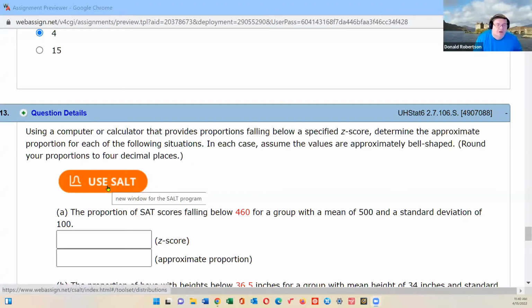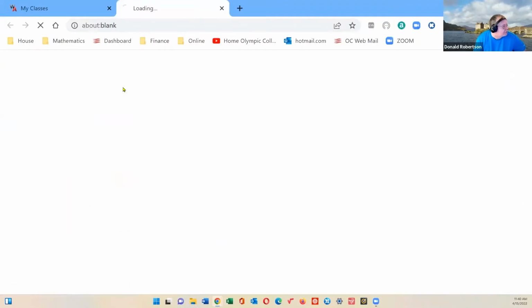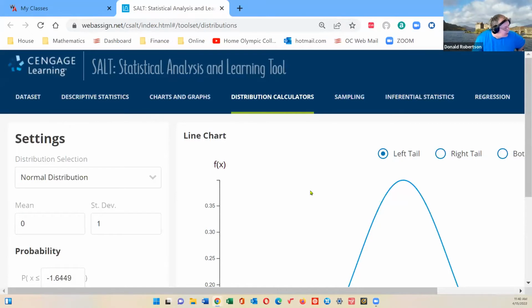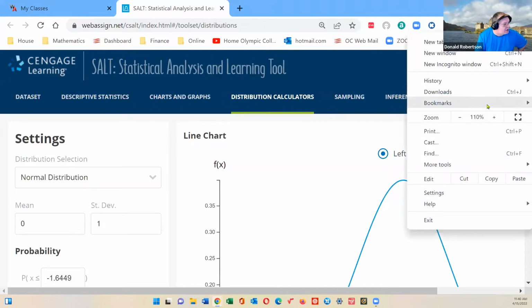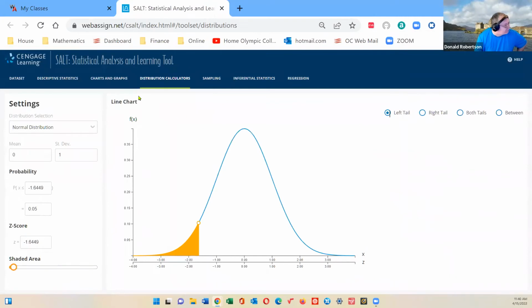So zooming over to SALT, I'm going to show you how we do it. There's only one question that involves this, and the one I'm doing right now is z-scores, and then the second one I'll be doing will be with this data. So I'm just going to hit the SALT button. When you hit the SALT button, you'll be automatically taken to this part of SALT. So you don't need to actually pick it, but if for some reason it's not there, choose the one called distribution calculator.